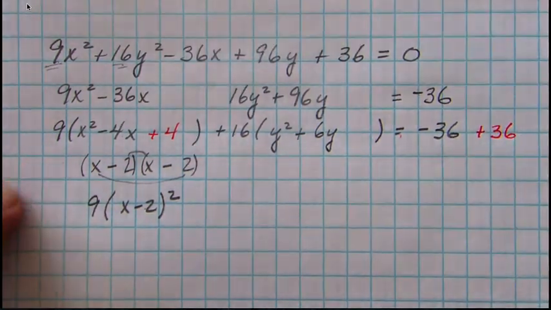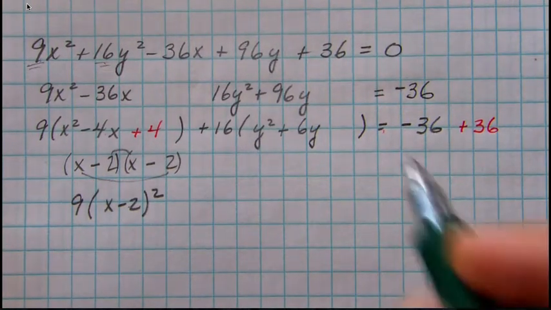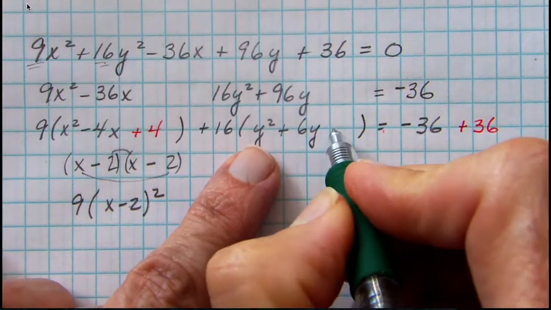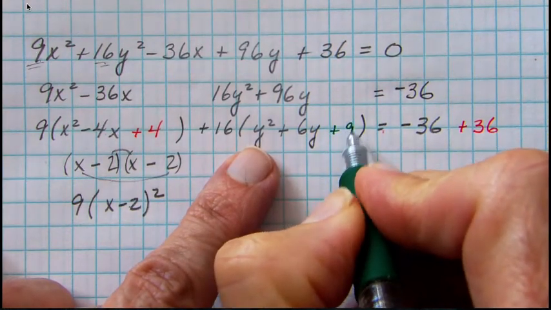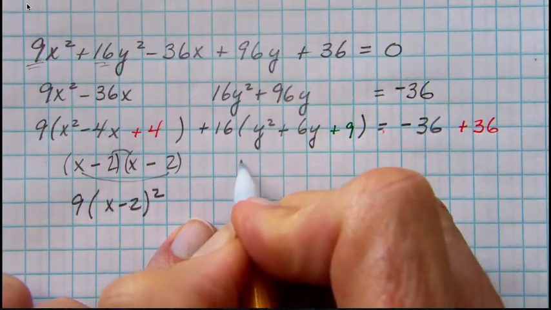Again, to get everything back in balance. And now I'll look at the y's. Half of 6 is 3. 3 squared is 9. And let's again check the factoring on here.